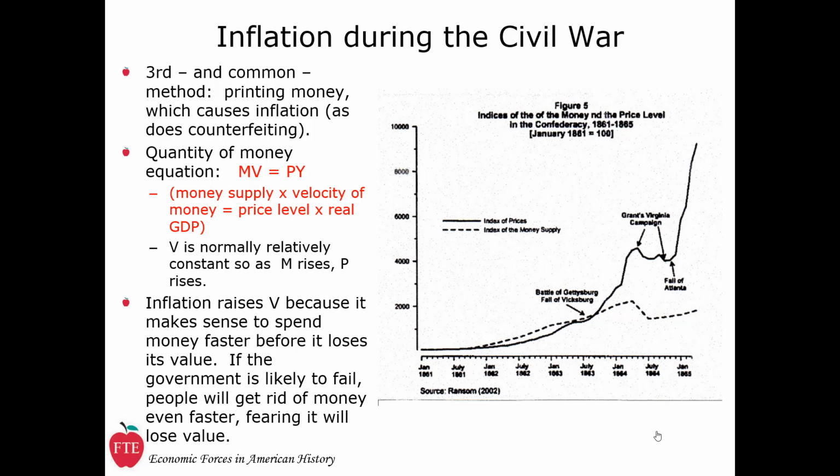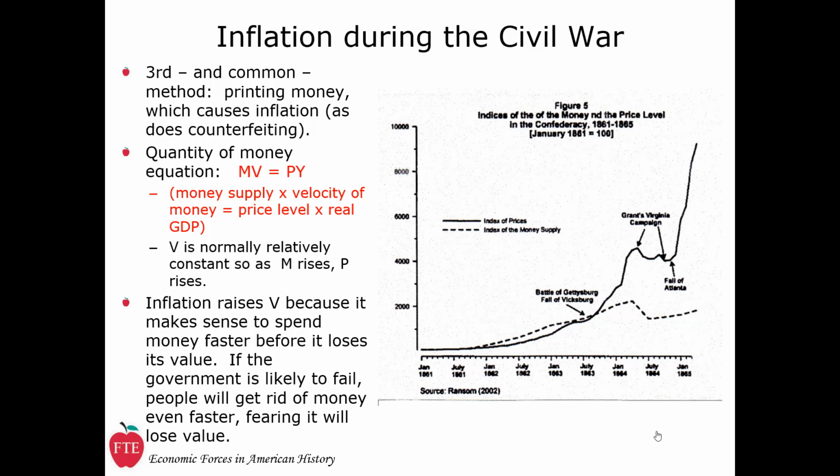And this plots out two series. One is an index of prices in the South, and the other is an index of the money supply in the South. As you can see, for the first couple, 2 or 3 years of the war, they're rising pretty much in tandem. The more rapidly we increase our money supply, the more rapidly our prices go up. But then prices start to soar up way faster even than the amount of extra money that we're adding in.